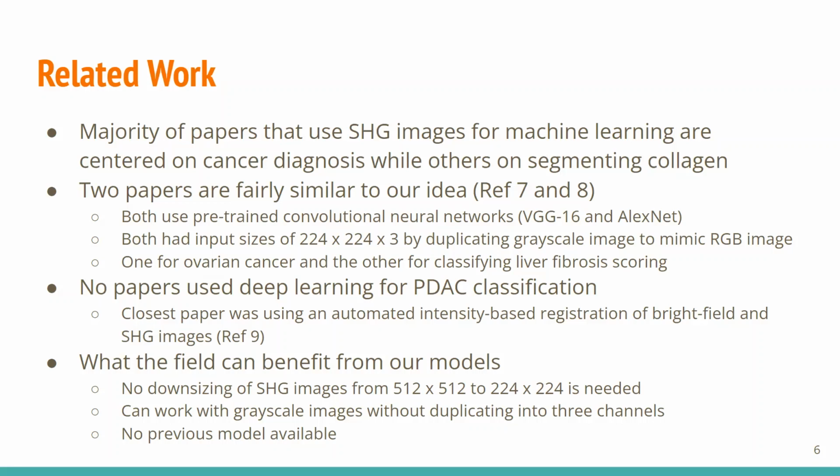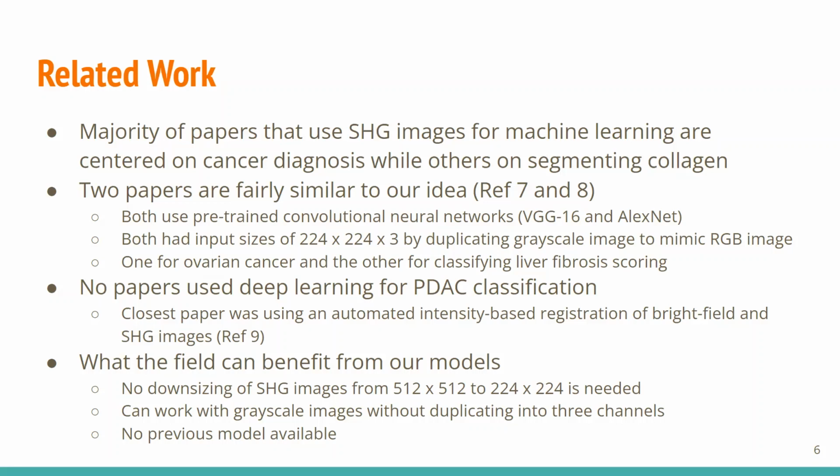And then one of them is for ovarian cancer, that's the VGG16, and the other is for classifying the 5 stages of liver fibrosis, which is the AlexNet. In our literature search, we did not find any papers that use deep learning for PDAC classification. The closest one used an automated intensity-based registration of Brightfield and SHG, but that was more with ImageJ and MATLAB, not necessarily deep learning.